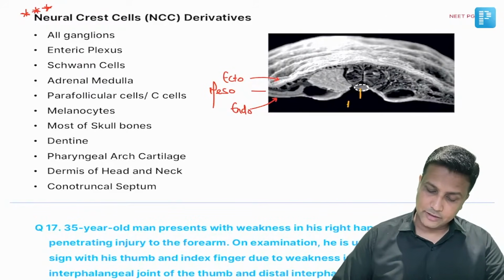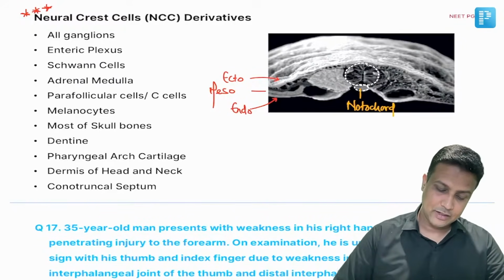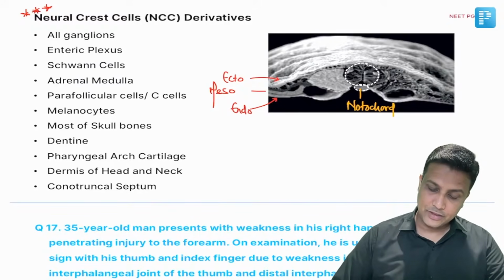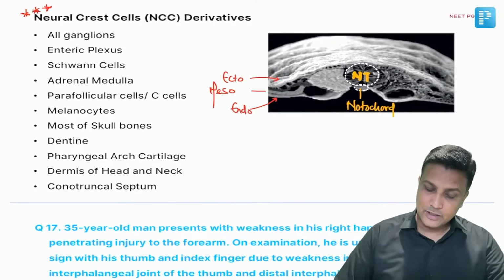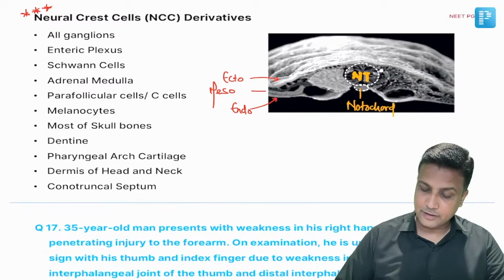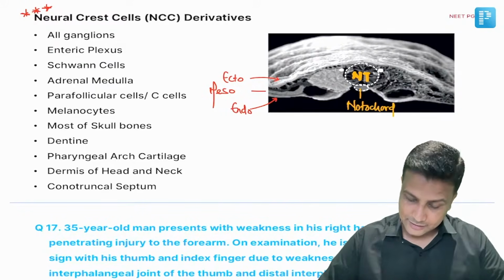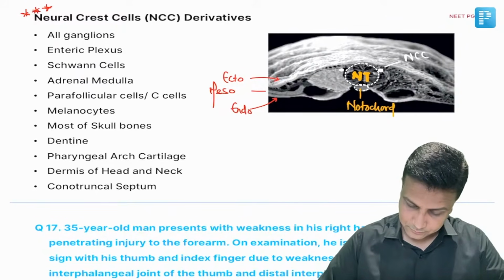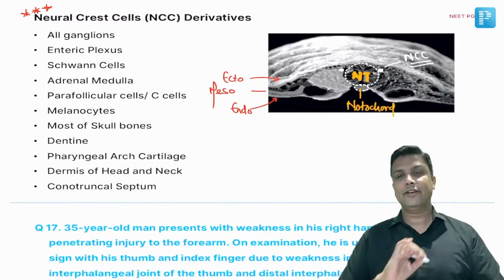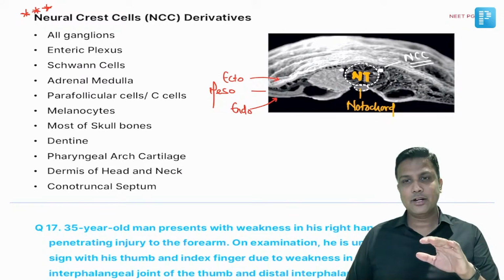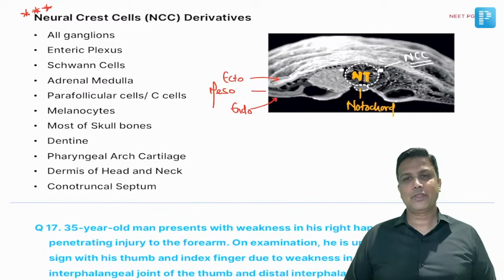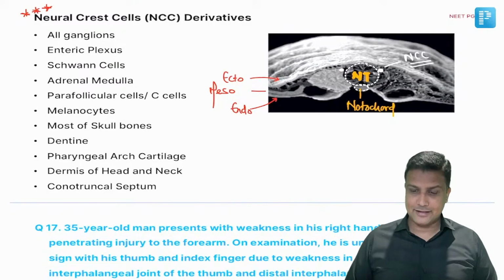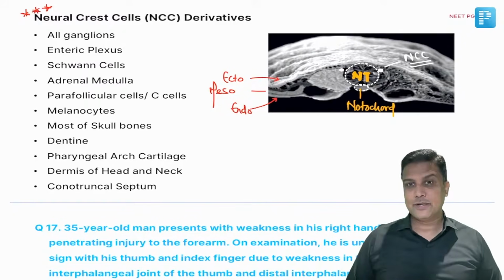This one here will be the notochord, and just above the notochord, my dear friends, you are able to appreciate the neural tube here. And just adjacent to the neural tube, there will be cells, and these cells are the ones which will be referred to as neural crest cells. First, you should be able to identify the neural crest cells, my dear friend. The neural crest cells are present on either side of the neural tube. You should be able to identify them, because even an image-based question has been given in your exam.